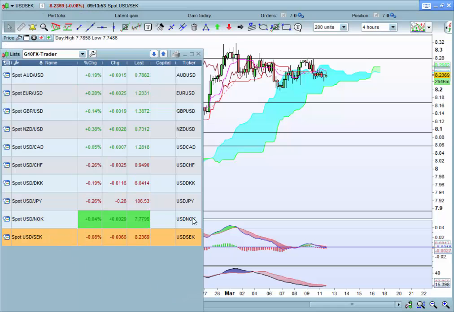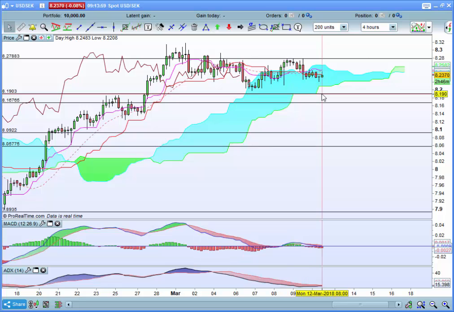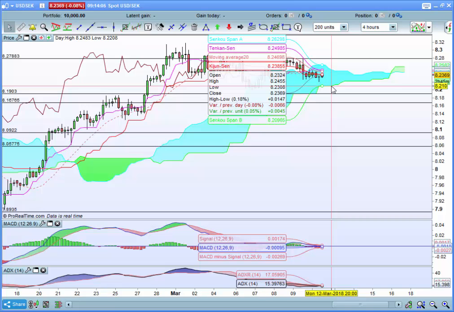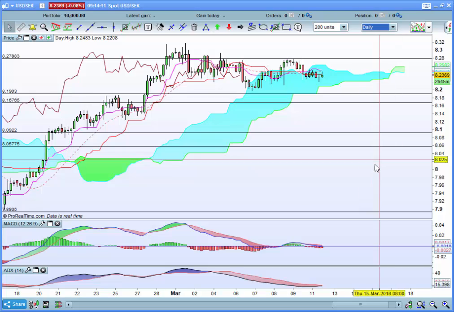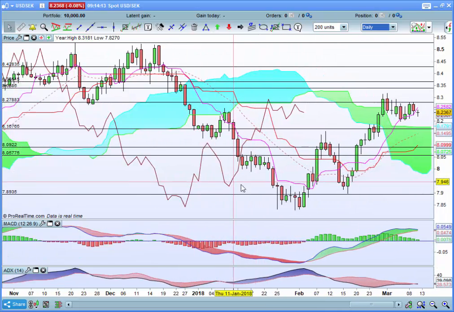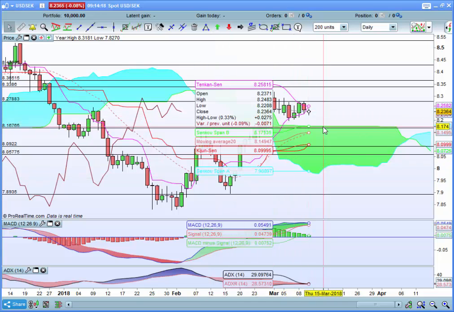And then the US dollar Swedish krona fighting for support within the cloud. These are the key support levels on the 4-hour chart to watch for. It's 8.1903. And then these levels here at 8.210. So potential rebound there on the 4-hour chart, and then on the daily one, key level to watch for potential support to come in is here at 8.174.